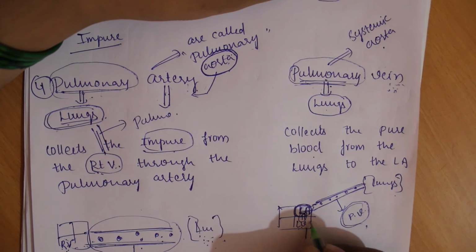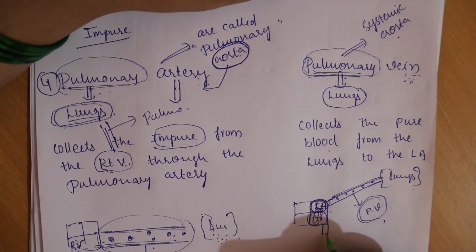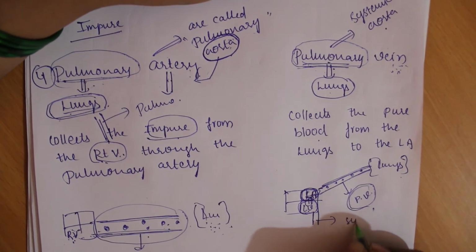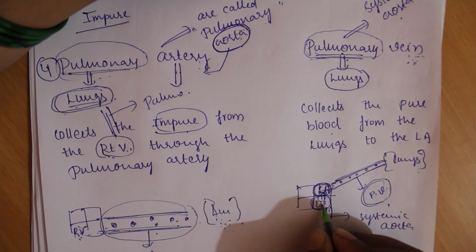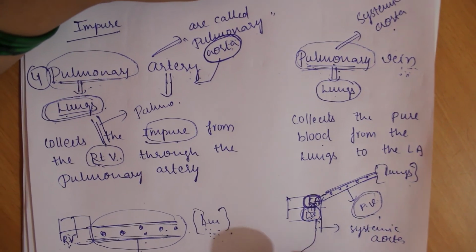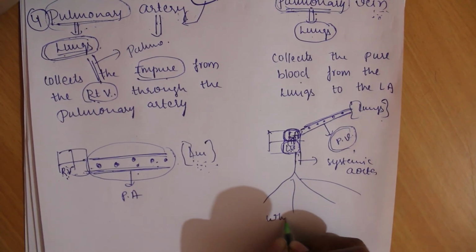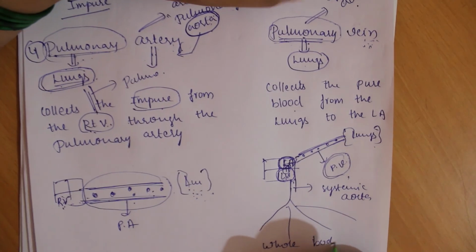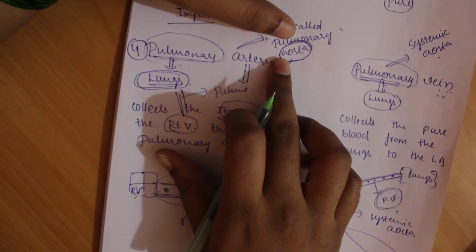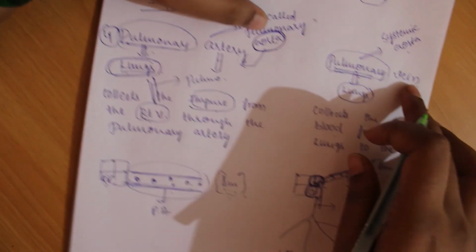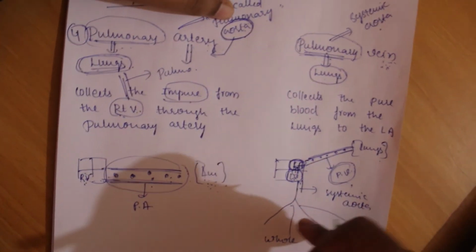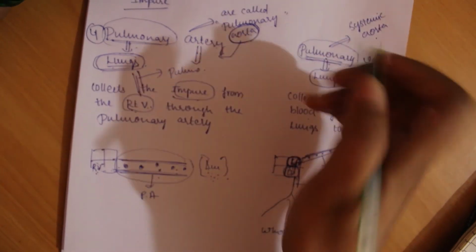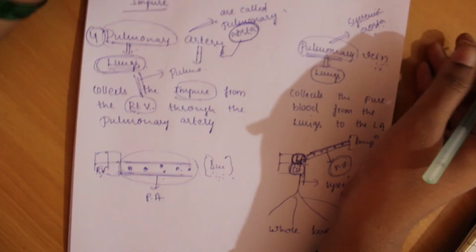Only when the left ventricle fills the chambers can it initiate the systemic aorta. This is the systemic aorta. It collects the pure blood from the left ventricle and supplies it to the whole body. This is the main function of the systemic aorta. There is no alternate function for the pulmonary aorta, but the systemic aorta can supply the blood to the whole body. This is the main difference between the pulmonary aorta and the systemic aorta.